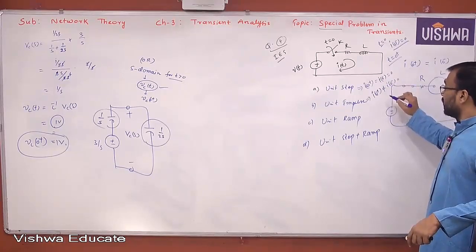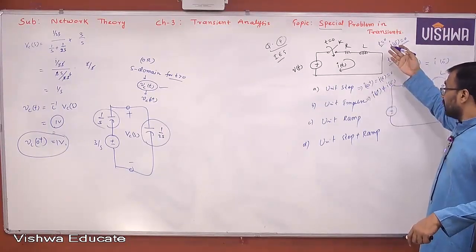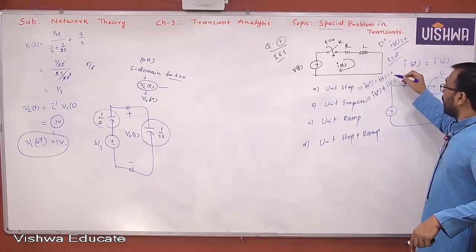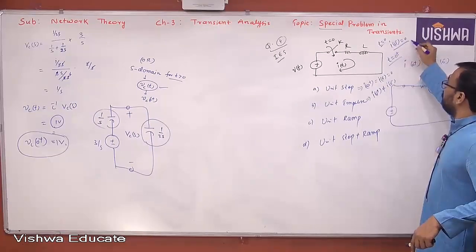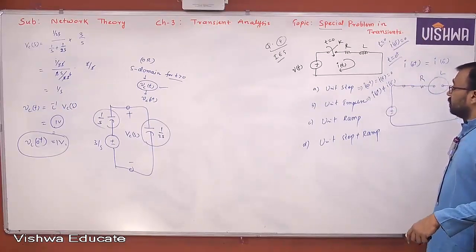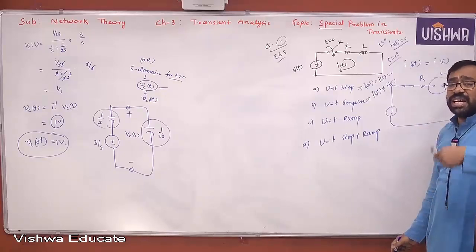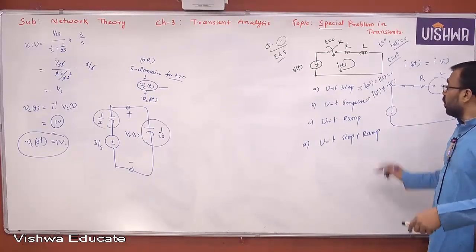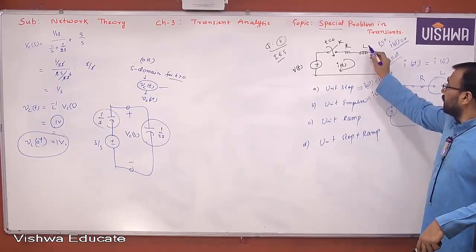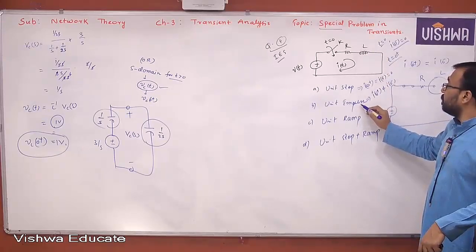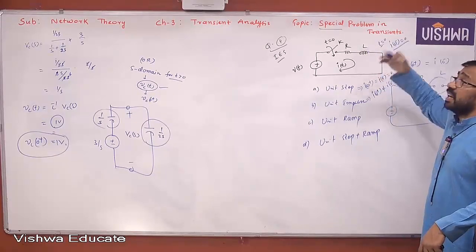It is not equal to means what? Definitely some other value will be there. But already the current flowing through the inductor at t equal to 0 minus is 0. Now, other than 0 means what? Definitely greater than 0. Okay, so you are getting the current through the inductor when unit impulse is given, the current flowing through the inductor is definitely greater than 0.